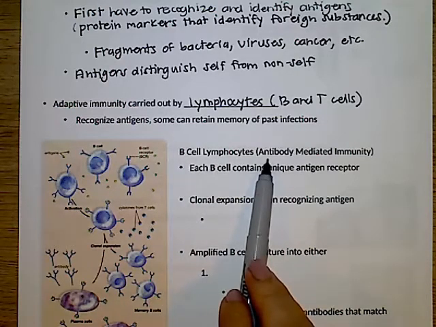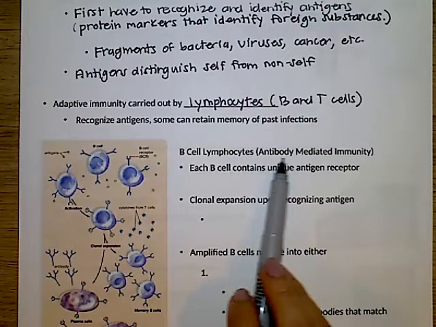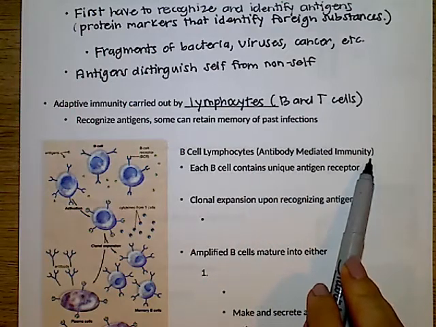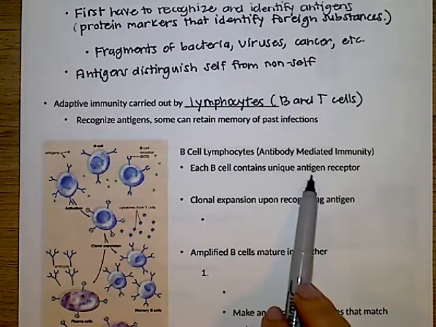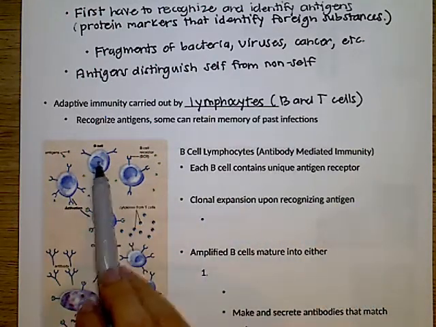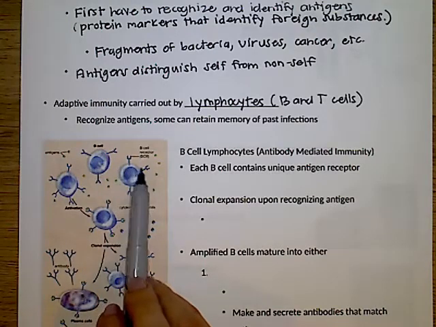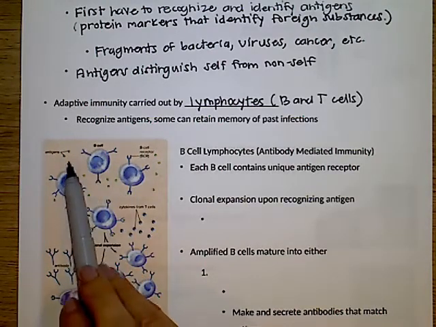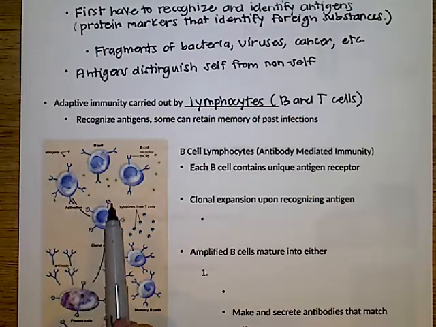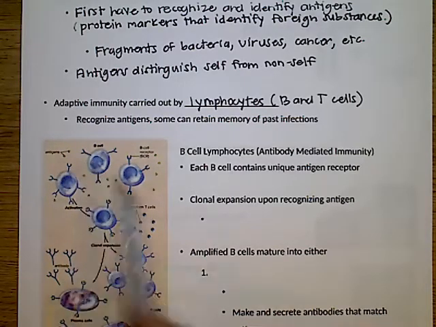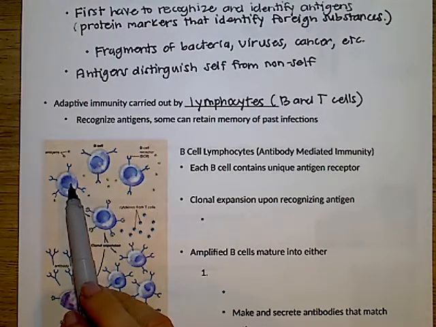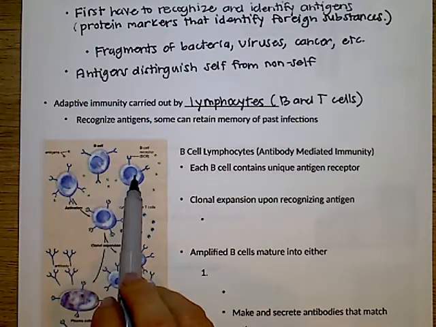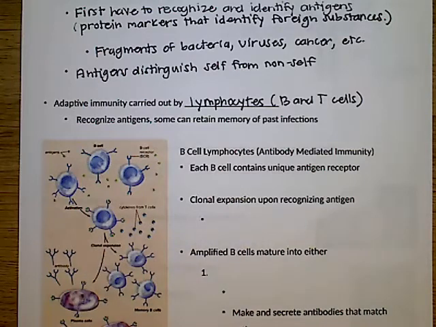So B cell lymphocytes are what go through antibody-mediated immunity, and then there's also one called cell-mediated immunity. Each B cell contains a unique antigen receptor. So here are some B cells hanging out, and they all have these unique shapes on their antigen receptors. And these look like antibodies, which can be confusing. They're not. These are just receptors on the surface of the B cells. And there are, I forget the number. I think the number is about 2 million of these different receptors just hanging out in your body.